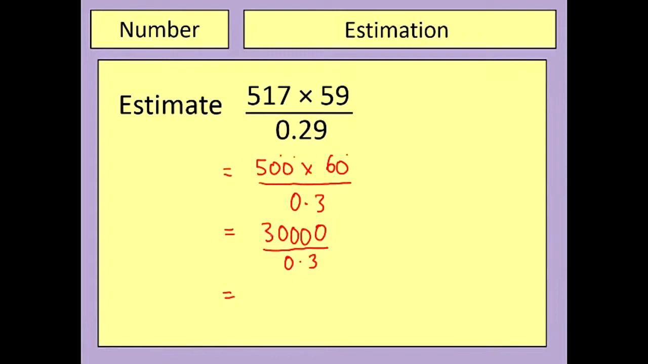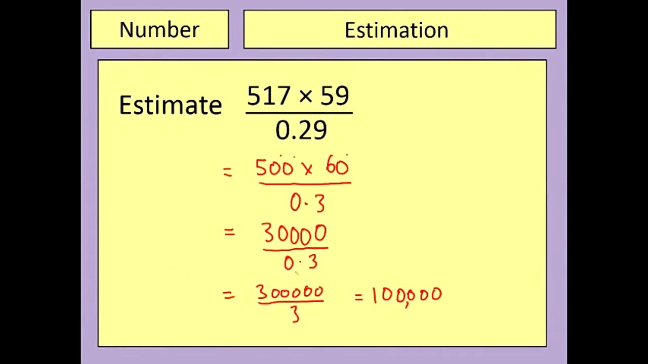So if we times by 10 on the top, well, we'll get 300,000 rather than 30,000. And to keep this the same, we need to times by 10 on the bottom. 0.3 times 10 is just 3. So this here has exactly the same value as this up here. And we can do this much easier because 3 divided by 3 is 1. And then I've got these 5 zeros to add on the end. So 1, 2, 3, 4, 5. So the answer to this is 100,000.